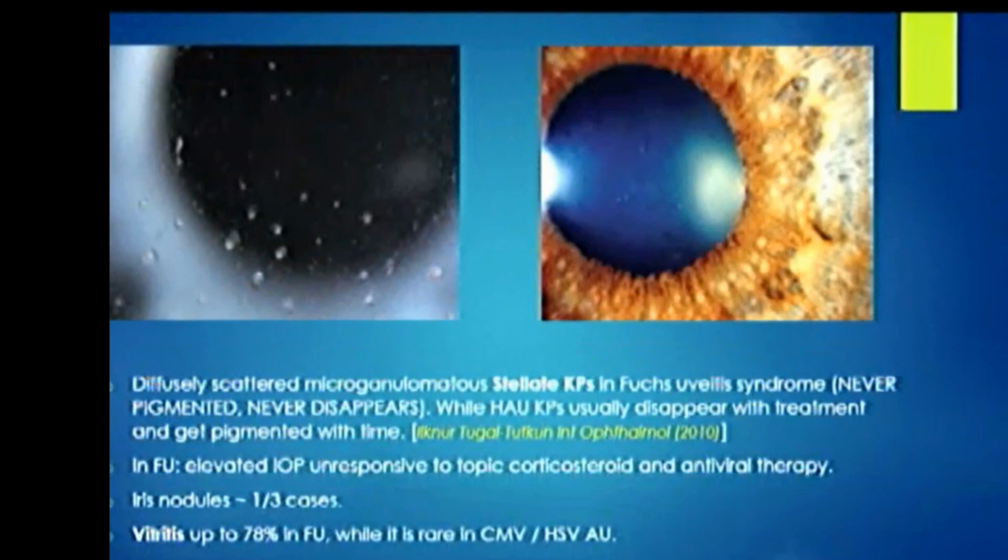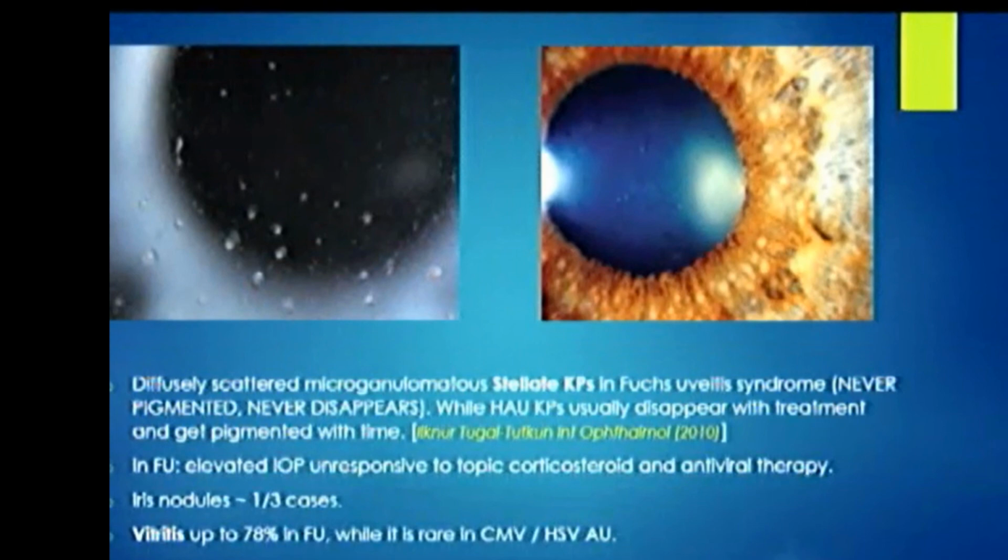Another differentiation point is that typical Fuchs is associated with iris nodules in 1/3 of the patients, and in almost 78% of Fuchs cases, there is vitreous debris and vitritis due to the cyclitis component of the disease. Therefore, in the literature, they are now classifying Fuchs as an intermediate uveitis. So I hope these differentiation points can help to rule out whether this is typical Fuchs or Fuchs due to cytomegalovirus. Now, Posner-Schlossman disease.